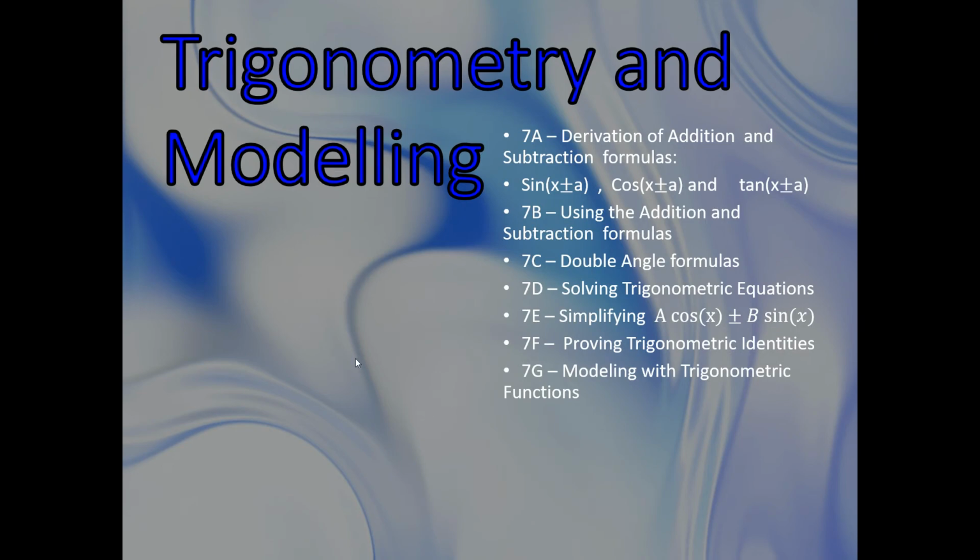In this chapter, we'll look into derivation of the addition and subtraction formulas for sine, cos, and tan, using the addition and subtraction formulas and derivation of the double angle formulas, solving trigonometric equations with them, and verifying questions such as constant multiplied by cos and adding and subtracting another constant multiplied by another angle.